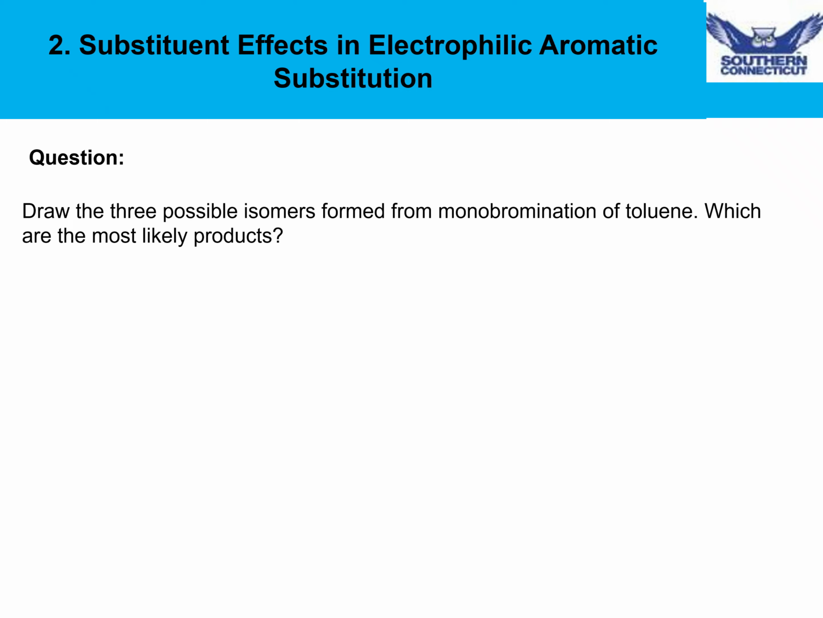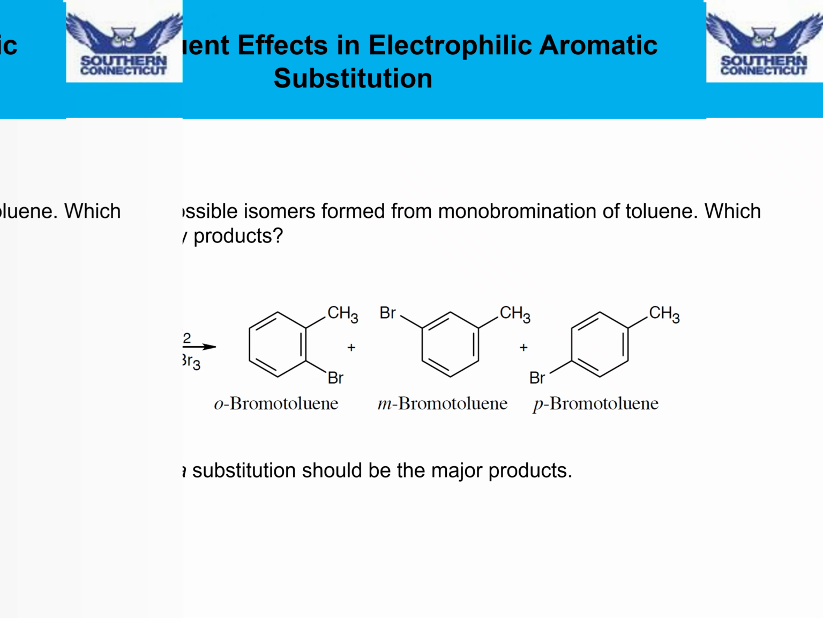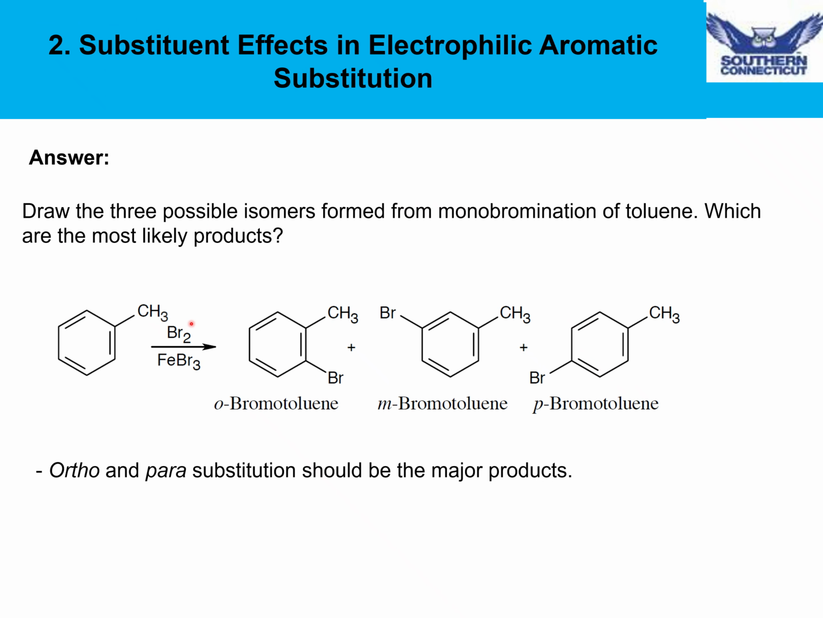In this question, we're going to predict the 3 possible isomers that would occur from the monobromination of toluene, and then we're going to predict which is the most likely product of the 3. This question is basically asking us to draw the ortho, the meta, and the para substituted products once we add bromine to toluene. So Br2 and iron tribromide would add a bromine to either the ortho, meta, or para position, giving us these three isomers.